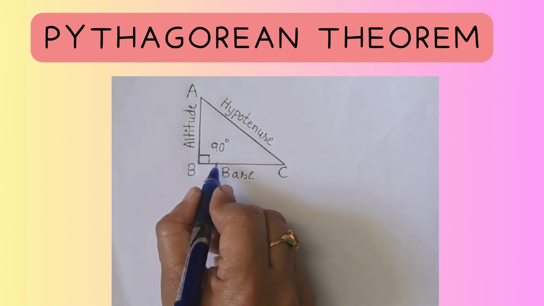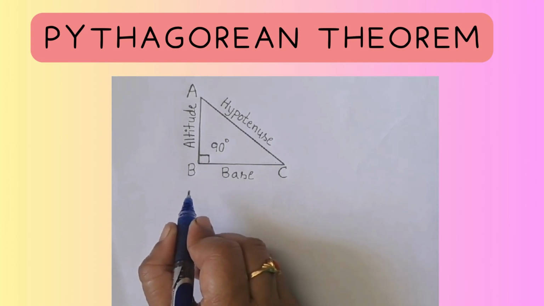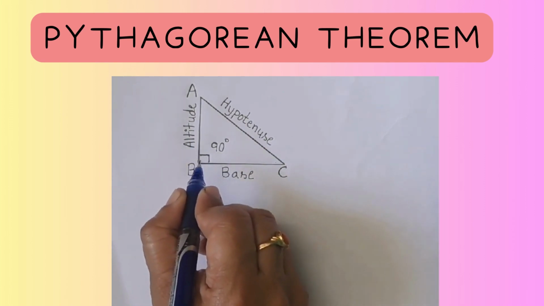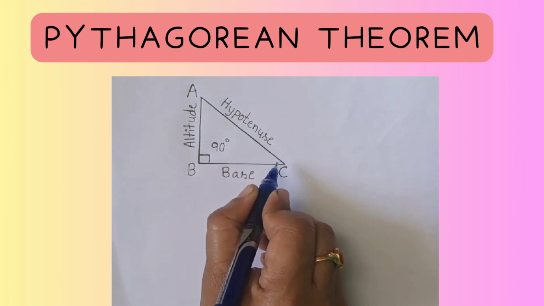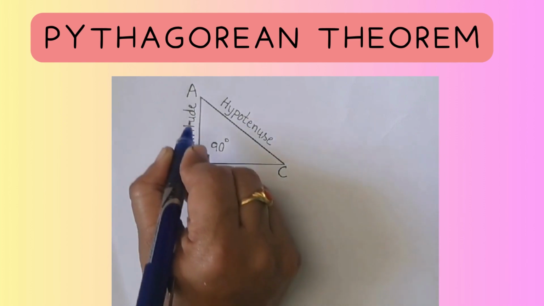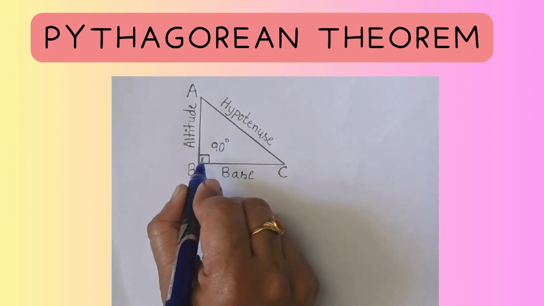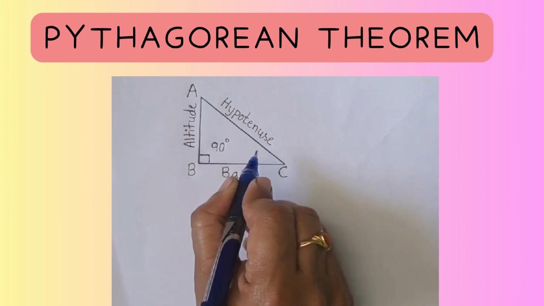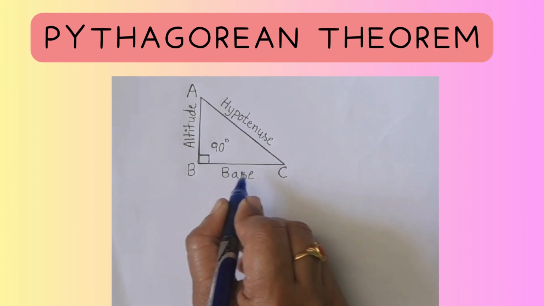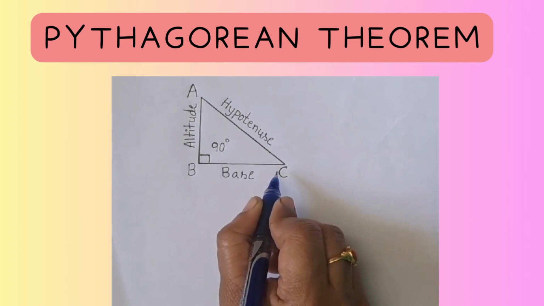Now that we know what a right-angled triangle is, let's see what the Pythagorean theorem is. The Pythagorean theorem states that if a triangle is a right-angled triangle, then the square of the hypotenuse side is equal to the sum of the squares of the other two sides. In our triangle ABC, AC is the longest side, which is opposite to the right angle, and this is called the hypotenuse, and AB is called the altitude of the triangle and BC is called the base of the triangle. These two sides AB and BC are also called the legs of the triangle.